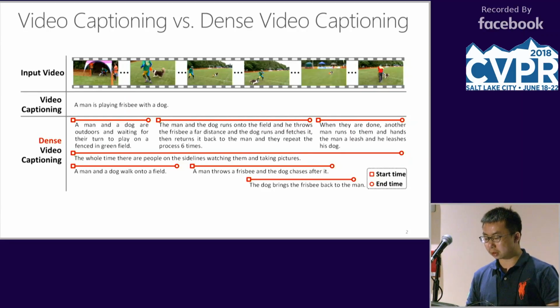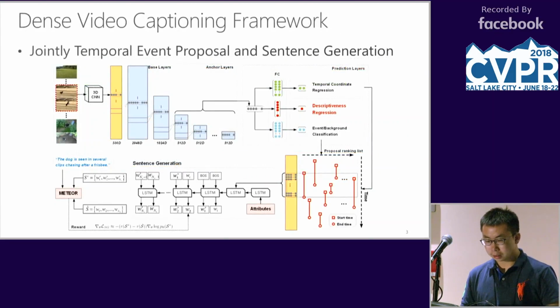As such, the difficulty of dense video captioning originates from two aspects. First is how to accurately localize each event in time. Second is how to design a powerful sentence generation model. In our paper, we propose a new architecture to unify the localization of temporal event proposals and sentence generation.